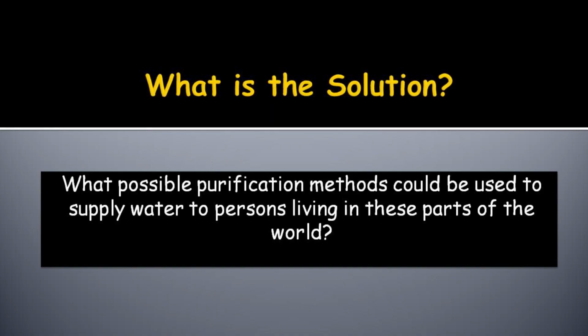So as you can see, these are some real issues that persons are experiencing. There may be even examples here in Jamaica where persons have issues with their water sources, right? Those sources are polluted. So how can we fix this problem? What is your solution? What are the possible purification methods that could be used to supply water to these persons? What could you do? All right, let's explore.